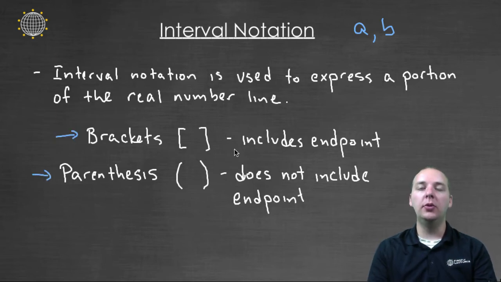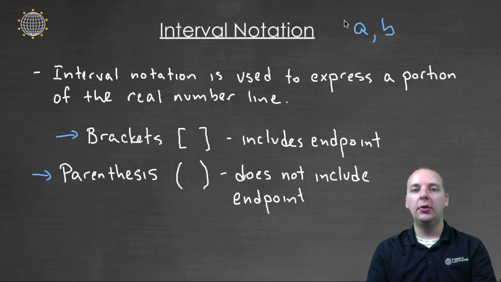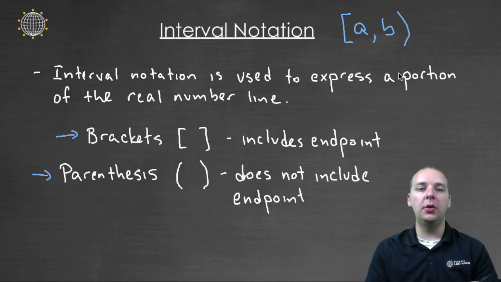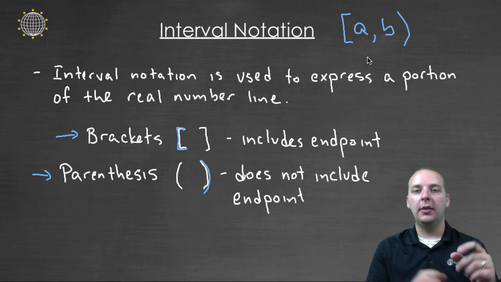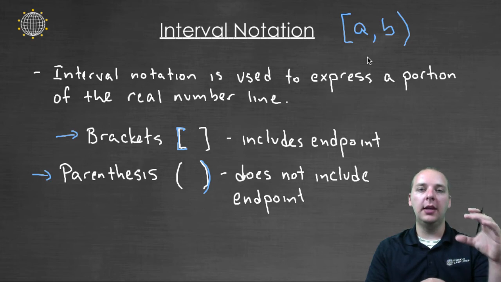If you want to include the endpoint on the left or right, you'll use a bracket. And if you don't want to include the endpoint, you'll use a parenthesis. And you don't have to use both of them. You don't have to use brackets at both endpoints or parentheses at both. You could use a bracket on the left endpoint, but a parenthesis on the right. This will give you all the values from A to B, including the endpoint A, but not including the endpoint B.